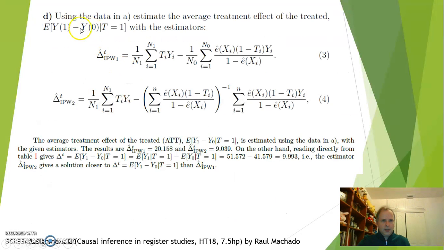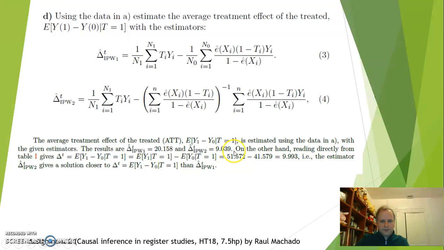The D part. Using the data in exercise 1a, estimate the average treatment effect on the treated with the estimators provided in the assignment. The results are, the first one gave me 20.158 and the second one 9.039.